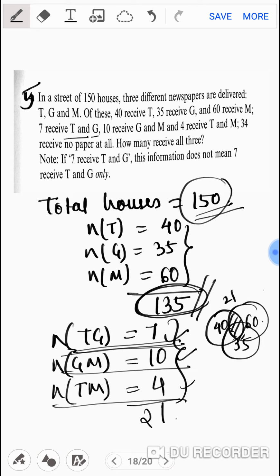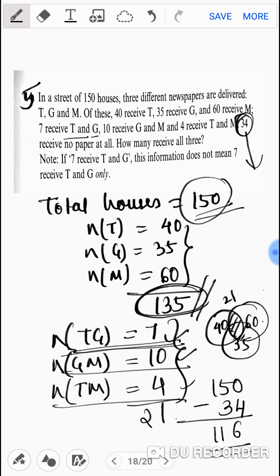I'll just read the problem so that I'll make it clear. Okay, then we will also search the remaining who are not getting any newspaper. No paper at all. See, we have missed one. I was waiting for this. Okay, 34 is the number of houses which receive no paper at all. That means 150 are the total houses, 34 does not receive. That means total 116. 116 houses receive this.